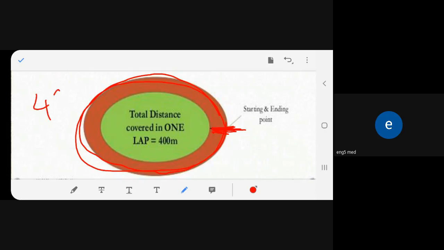Is of how much? 400 meters. Now you started from here, and you ended over here. So this is the total distance covered. And what is the total distance covered? 400 meter, because one lap is equal to 400 meter. So in one lap, you have covered the distance of 400 meter.